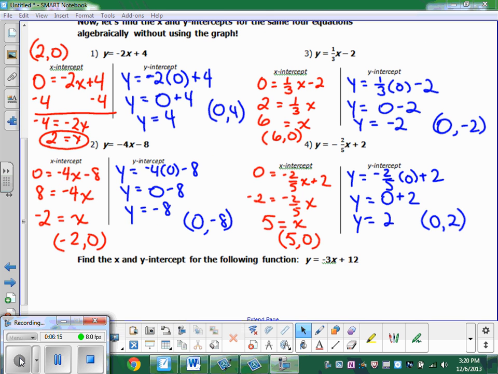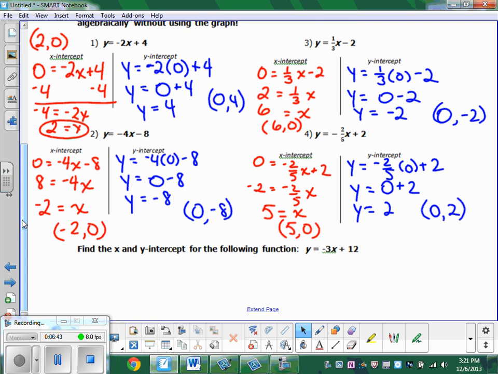After working through each of these, by applying order of operations after substitution for the y-intercepts, and for solving a two-step equation after substituting 0 for y for the x-intercept, these are the values that you should have found. At each instance, we see that the x and y-intercepts match up with what we were able to observe from the graph.